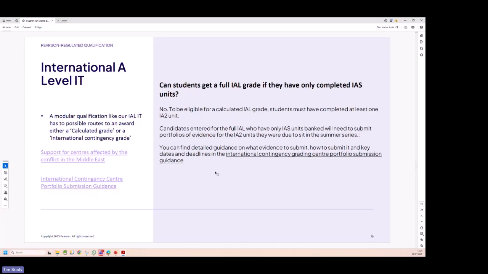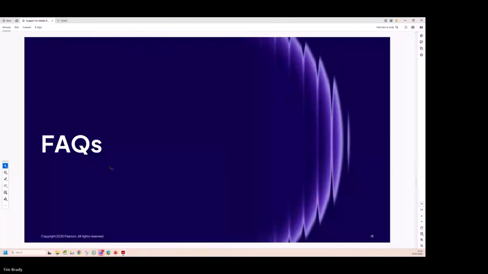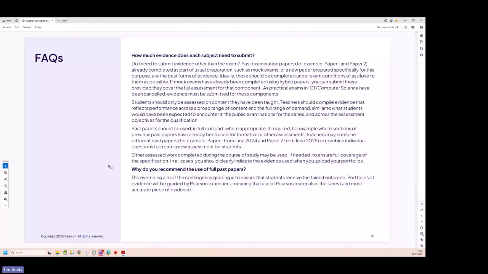If you are fortunate enough to be in a position to opt for a calculated grade, the links and procedure are summarized. We have extensive FAQs, and lots of the FAQs revolve around how much evidence each subject needs to submit. I'm not going to read this now, but what we're looking for is to support centres and students and to protect the integrity of the awards. So we'd be looking for as good portfolios of evidence as possible.